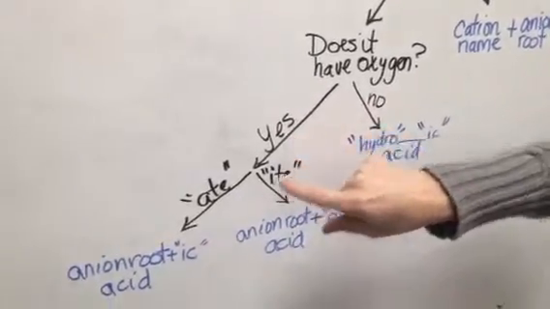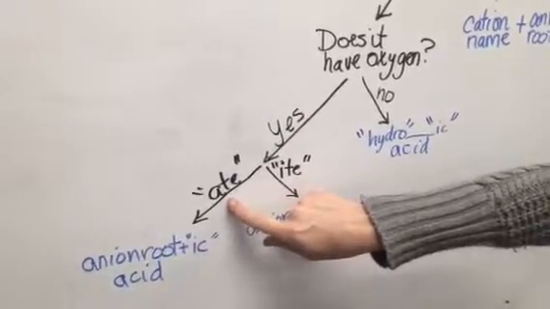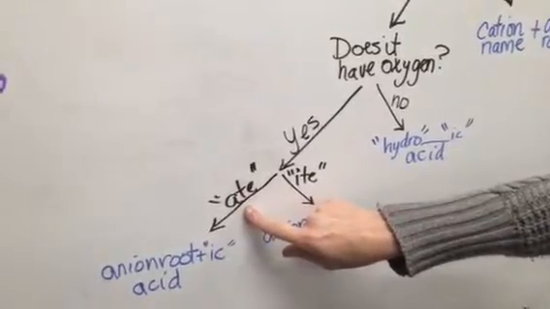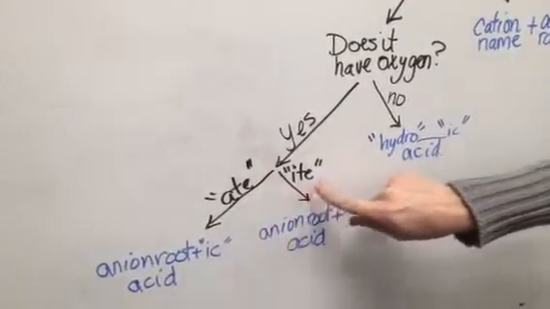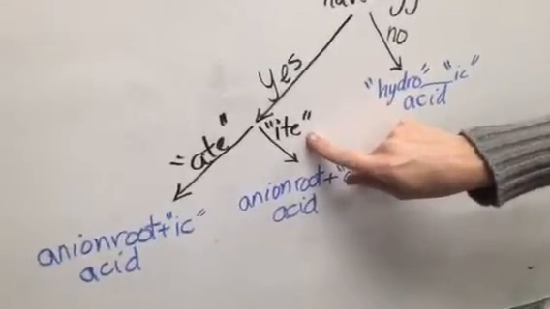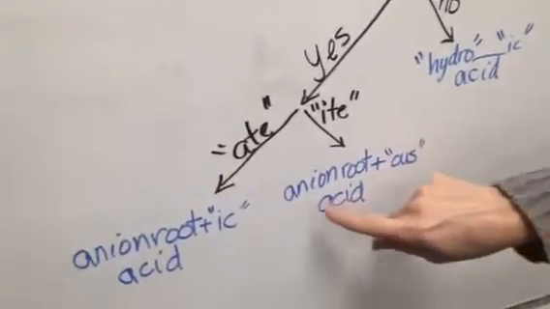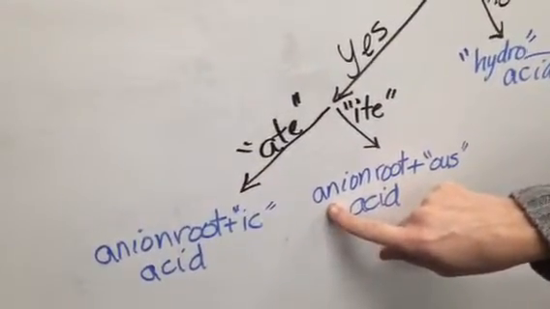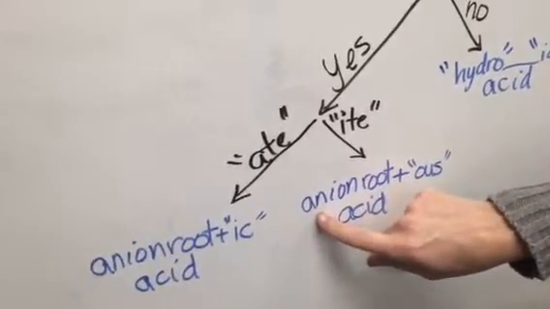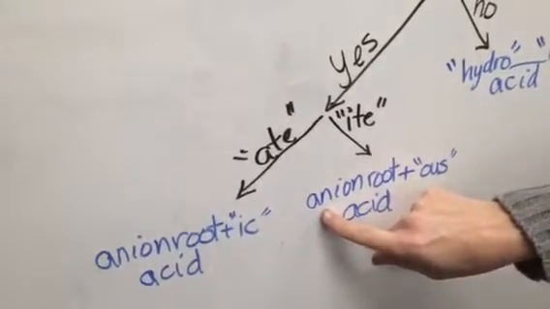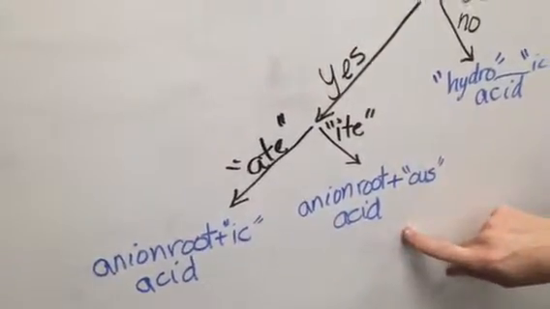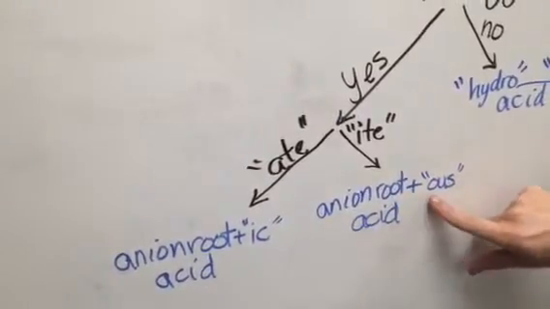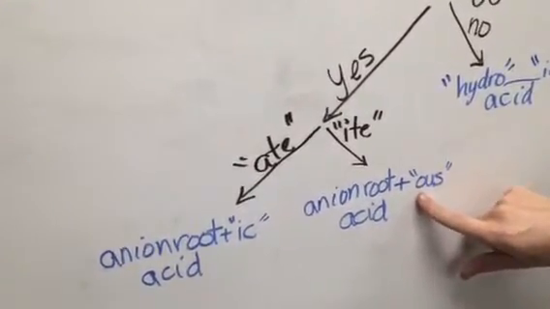So then the question is, does the name of your polyatomic anion end in ate, like phosphate, sulfate, acetate, or does it end in ite? If it ends in ite, then you're going to name the acid for the root word of the anion. So if it was, I don't even know if this exists, but if it was acetite, then it would be acetus acid. Okay? If it was sulfite, it would be sulfurous acid.